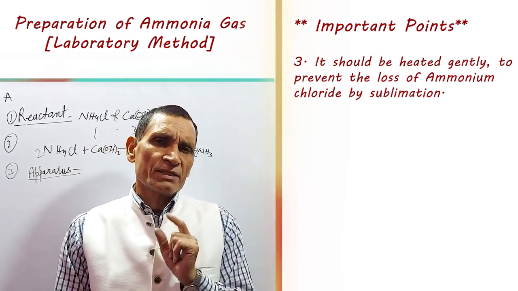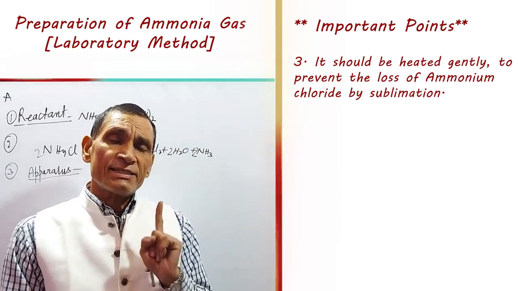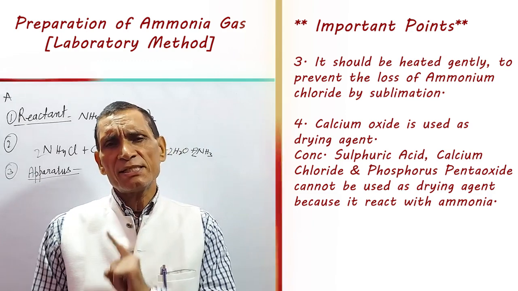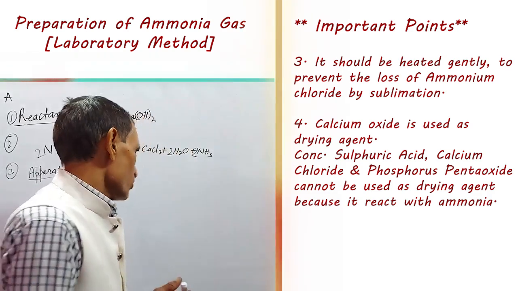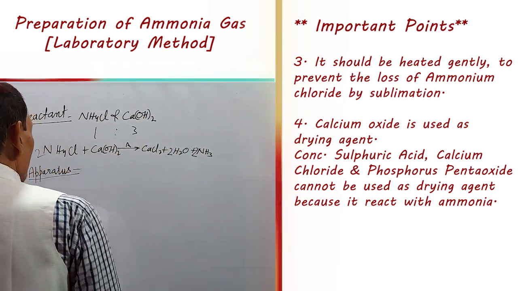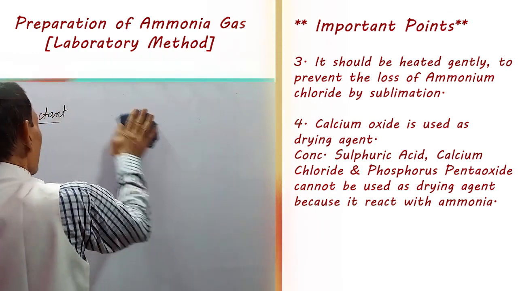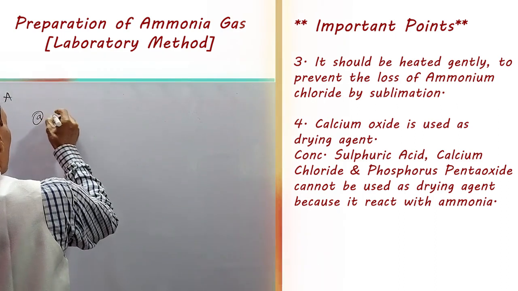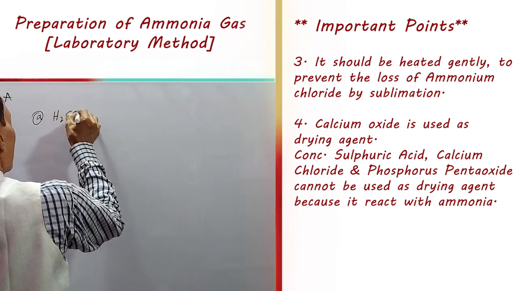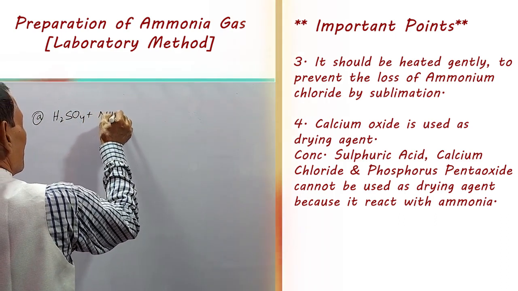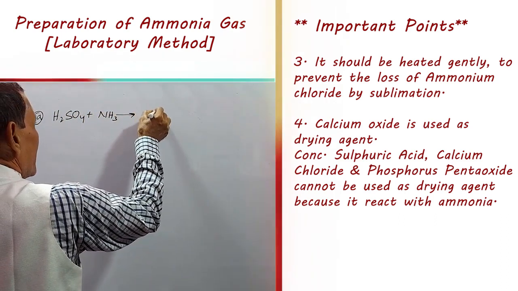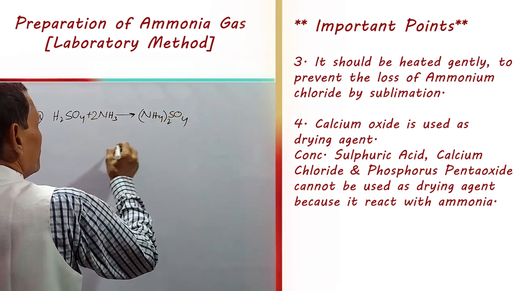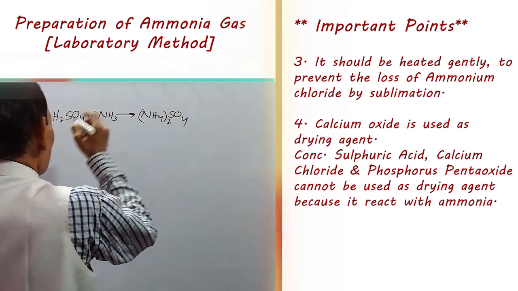Next point, which we have to remember, calcium oxide is used as drying agent. Other drying agent like sulfuric acid cannot be used, because concentrated sulfuric acid reacts with ammonia gas to form another substance, ammonium sulfate. This is why sulfuric acid cannot be used.